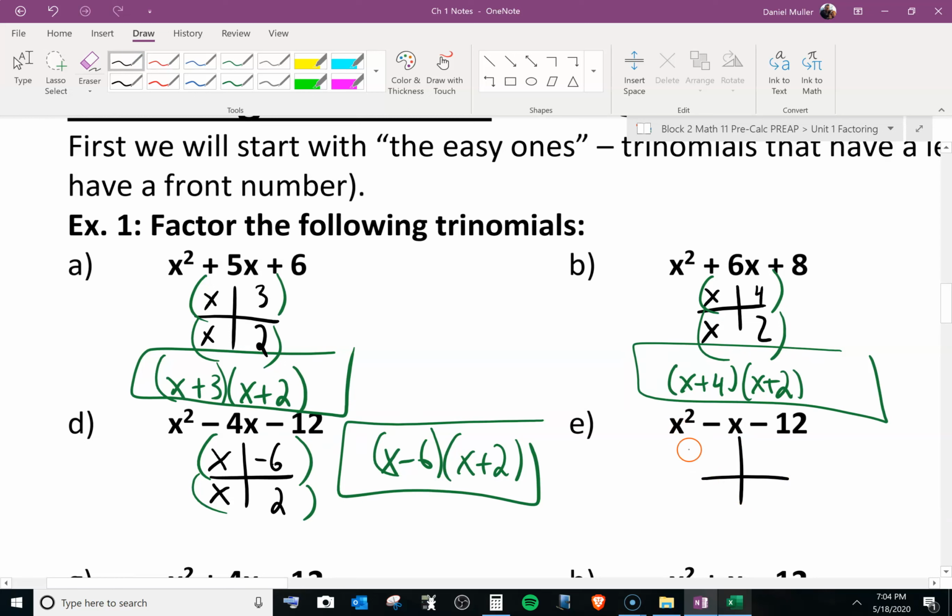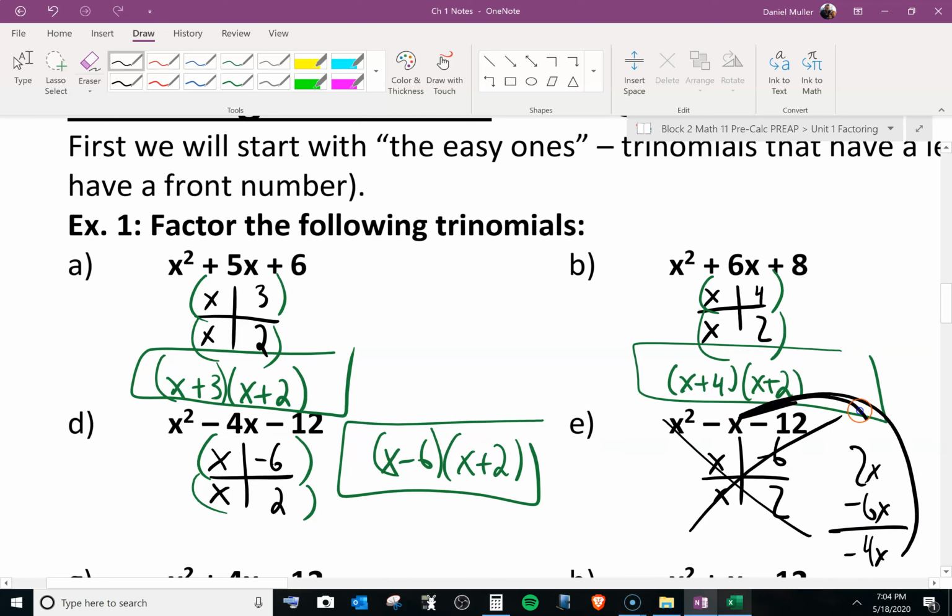This needs to get an x squared. So I'm going to go x and x because that gets me x squared. This is 12. Okay, so I'm going to do 6 and 2. One of them needs to be negative, and I don't know, so I'm going to make that negative. So now my diagonal, 2x, this diagonal, negative 6x. Add them up, I get a negative 4x. But that's not what I need. I need a negative 1x.